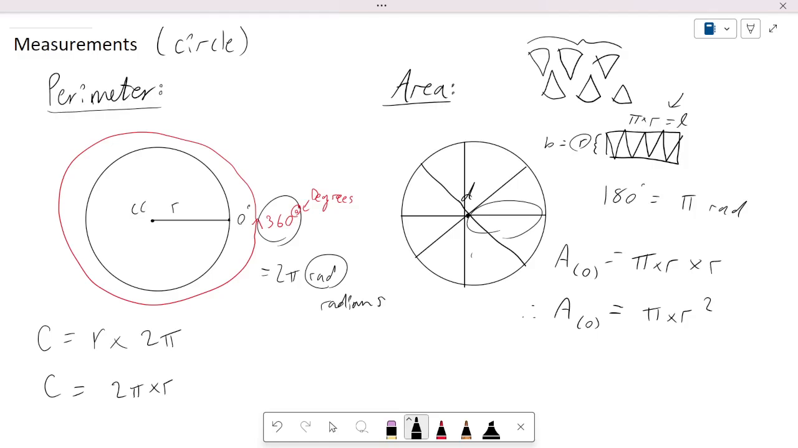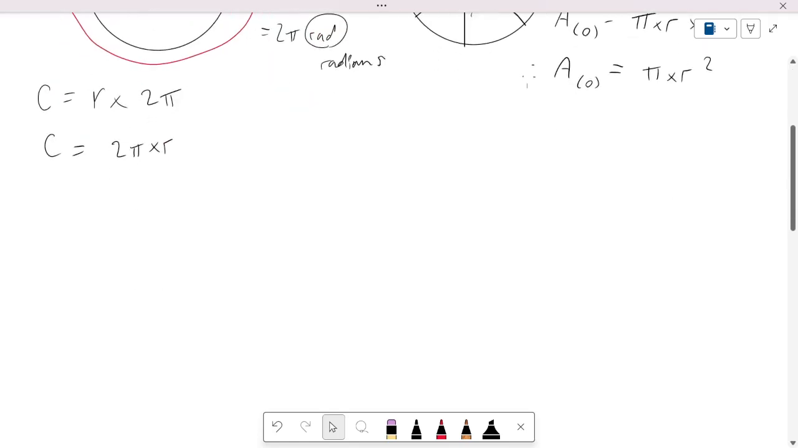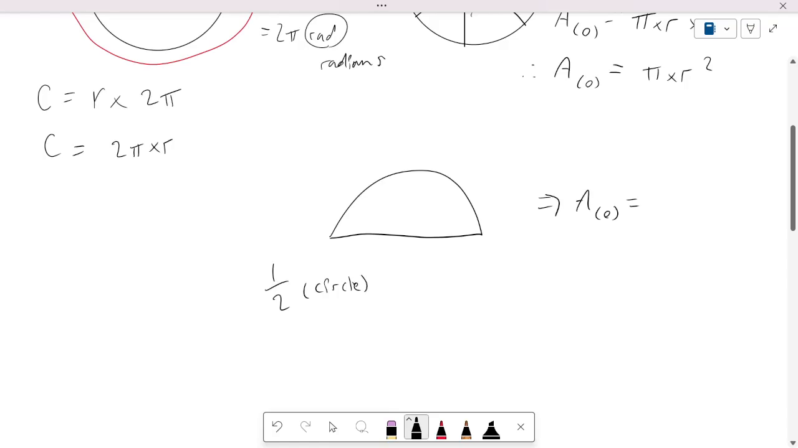Just something cool to know, I'm going to add this over here. If we have a semicircle, remember that a semicircle is basically just half of the circle, right? So the area of a semicircle will be half of the area of the circle, which if we substitute it in, will be a half multiplied by pi times radius squared.